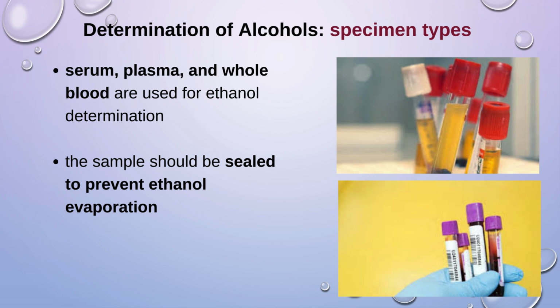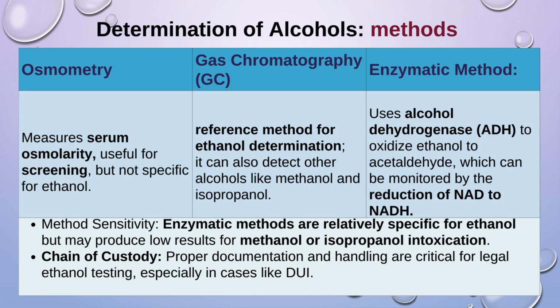And then determination of alcohols, specimen types. Of course, the good thing, it's very versatile. We can utilize plasma, serum, and whole blood for ethanol determination. But always remember, since we're talking about alcohols and they are volatile in nature, there is fast evaporation. So the sample should be sealed to prevent ethanol evaporation.